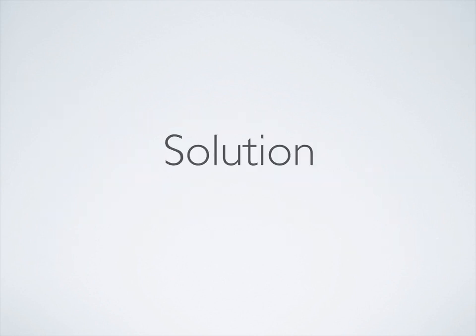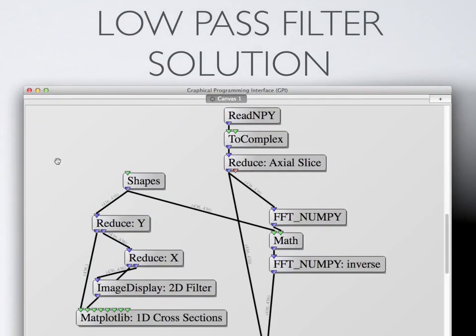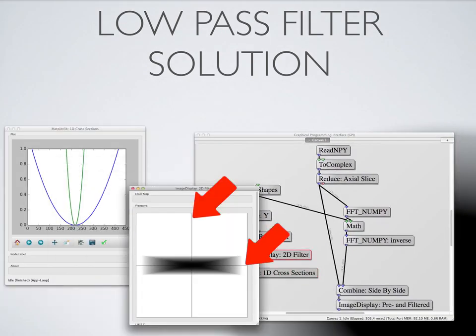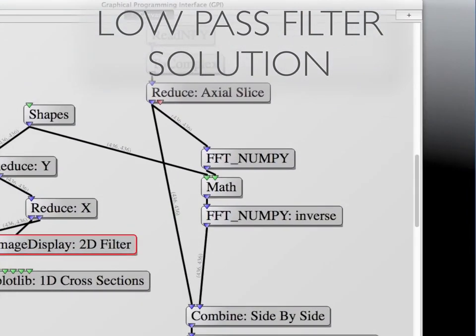Alright, time for the solution. Let's review the network. Multi-slice image data is being read in as a numeric array. The vector element is being converted to the complex data type, and an axial slice is taken from the data set, just as we covered in the previous module. We are also taking cross-sections of the filter to visualize the transition band. The filter is being applied in the frequency domain by first taking the FFT, then multiplying by the filter array, and then back with the inverse FFT.